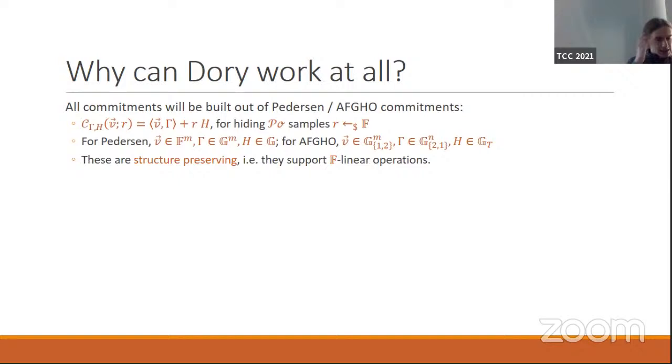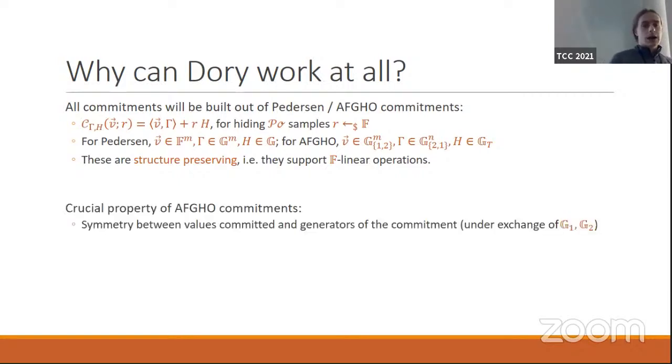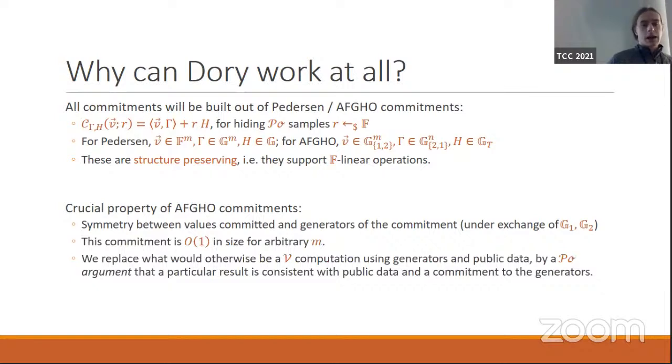And the key thing about these is they're structure preserving. So you can do linear operations. And one particularly nice thing for AFGHO in particular is there's a symmetry between the messages that you're committing, like these vectors in G1, and the generators, which are another vector in G2. So you can swap those over. And what that basically means is that we're going to be able to recurse.